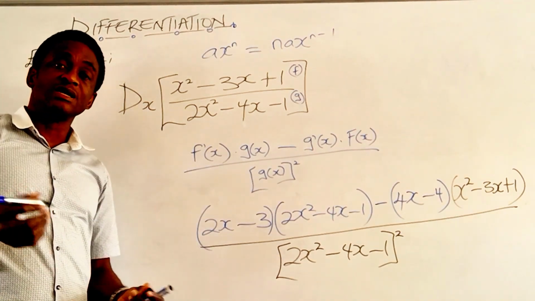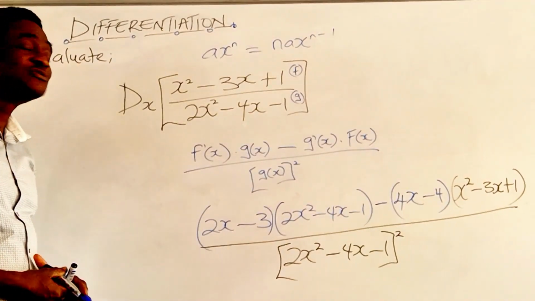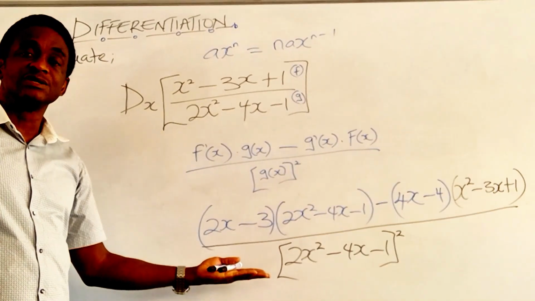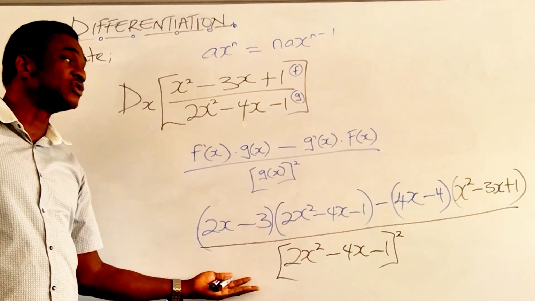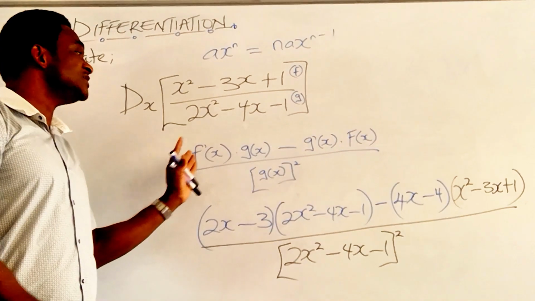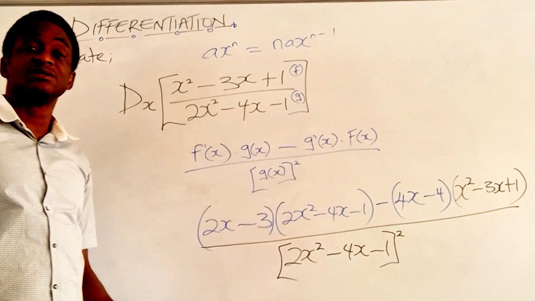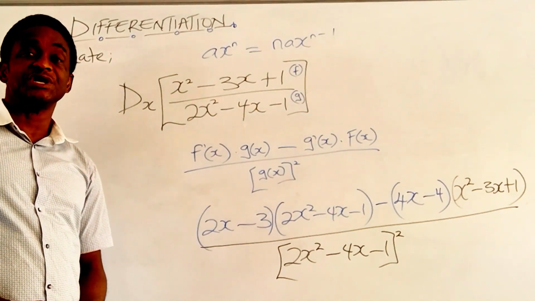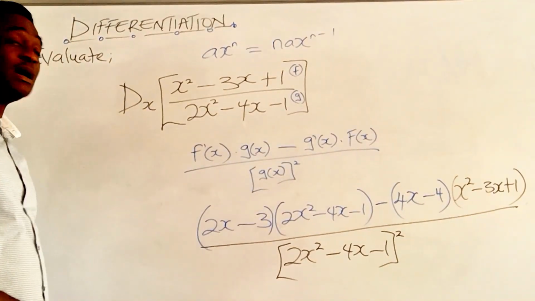Like I said in the previous video, you don't need to simplify it. They just want to see that you understand the process. So this is where you stop. You don't need to simplify. The mark allocation is given for you observing every bit of this. So this is how we use the quotient rule to differentiate under calculus.